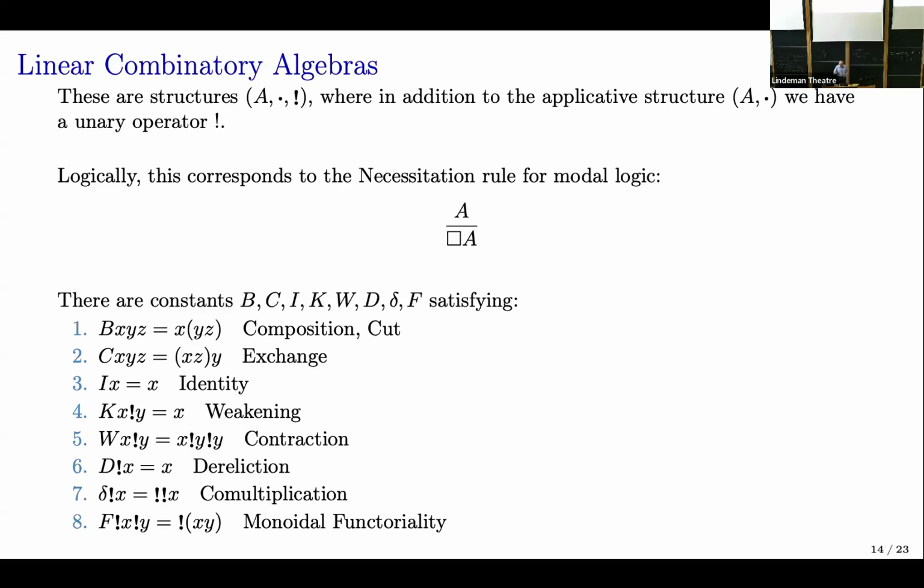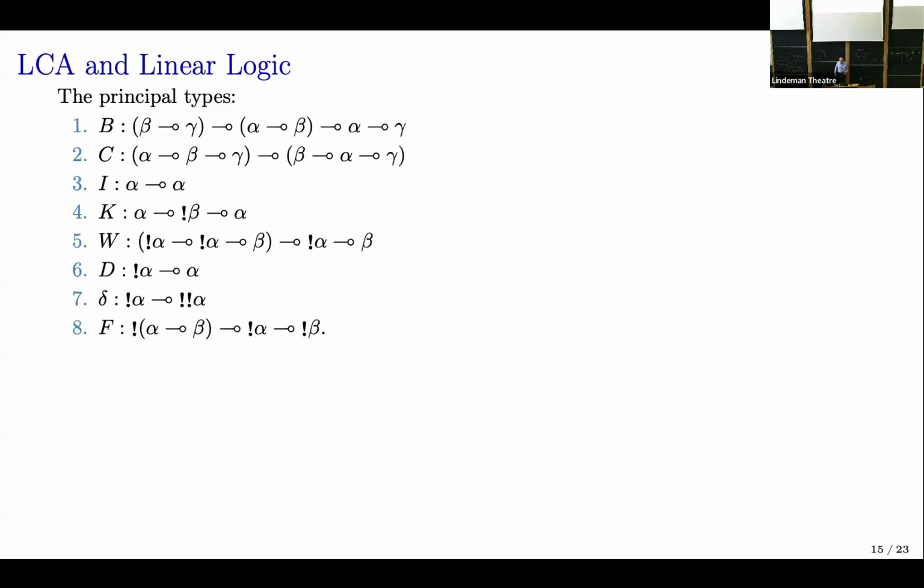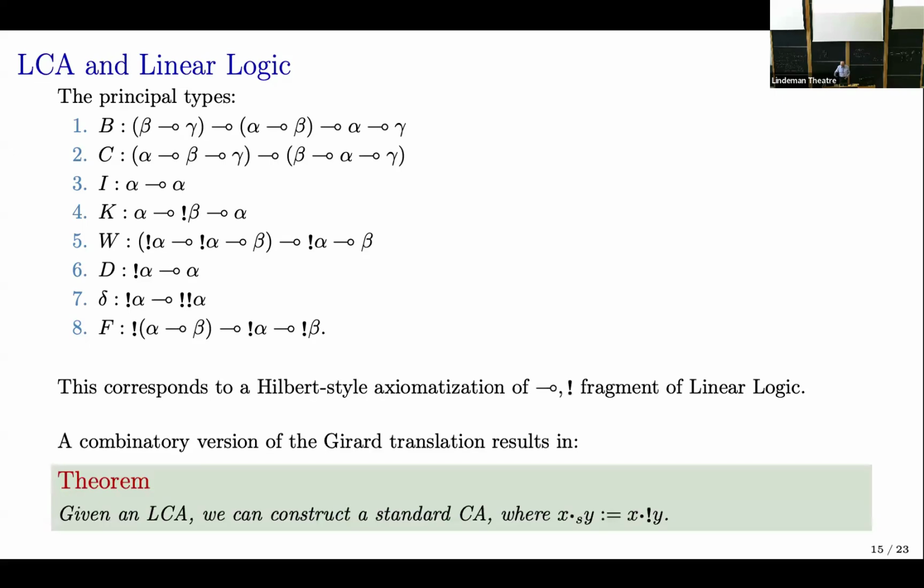And now for K for weakening and W for contraction, we need to have a banged argument. This is the point. So this is expressing the usual idea in linear logic that you can do weakening and contraction, but only for banged formulas in a suitable context. And then you get dereliction, co-multiplication, and monoidal functoriality. And again, we can give the principal types, which make it clear that this is a Hilbert-style presentation, or these are proof witnesses for a Hilbert-style presentation of the linear implication Bang fragment of linear logic.